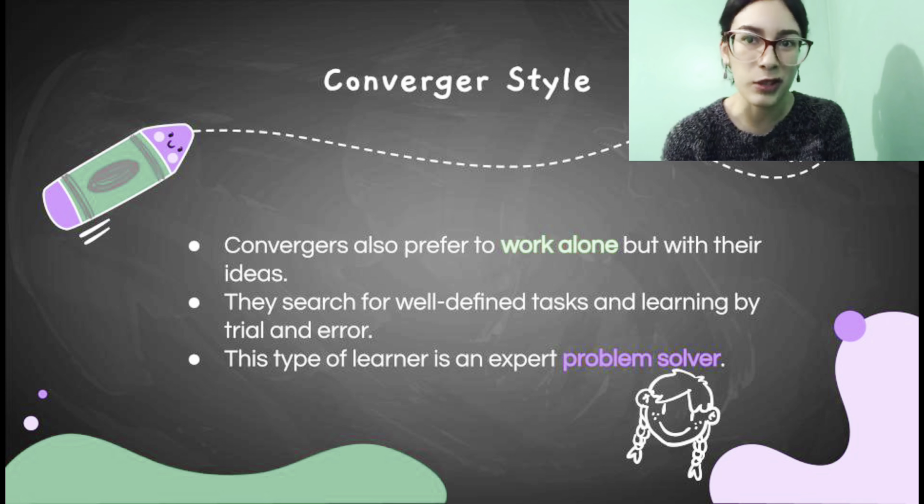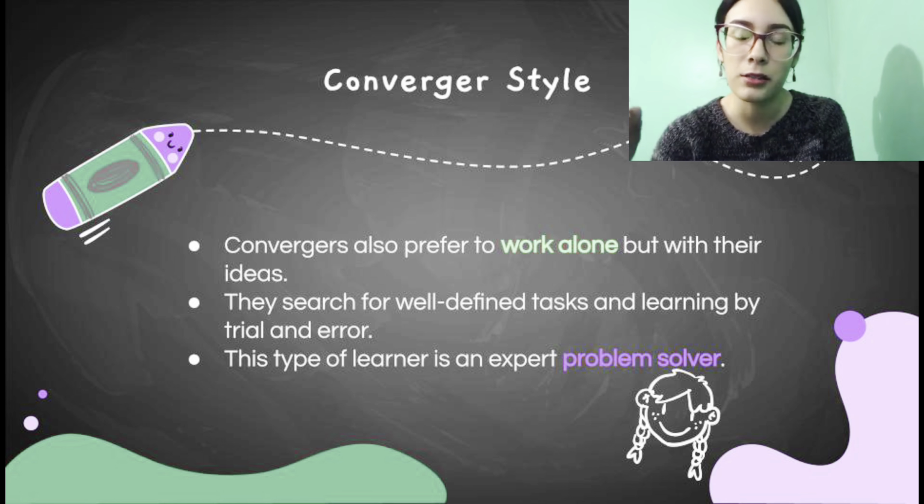It is something similar to assimilators, but the persons with converger style feel more comfortable working alone, and although they do not enjoy working in groups, they are really good at problem solving and also making decisions and reasoning. So some activities that convergers can do are designing experiments, building something, etc. Let's continue with the last style that is going to be explained by my classmate, Bianca Padron.